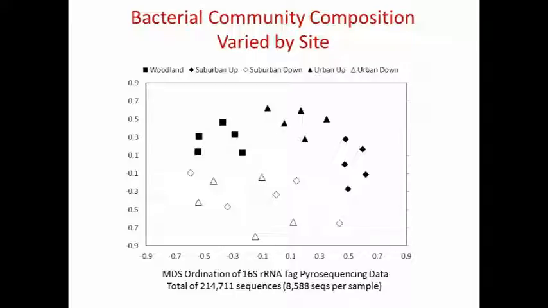This is the urban upstream. This is suburban upstream. So some interesting clustering of the samples by site, but then all of these white ones, that is sort of a mishmash of the suburban downstream and the urban downstream. So there are differences in my communities at my sites, but again, it didn't follow the triclosan concentration.